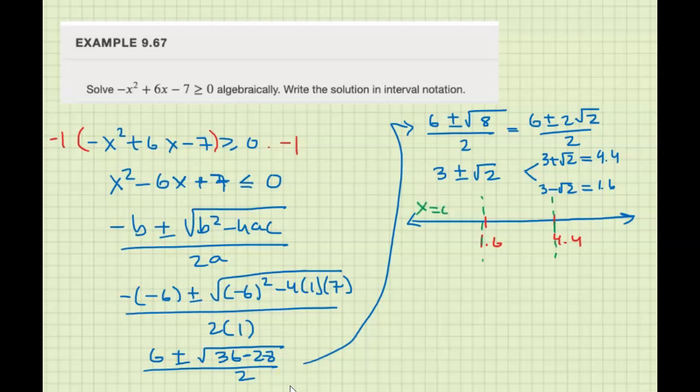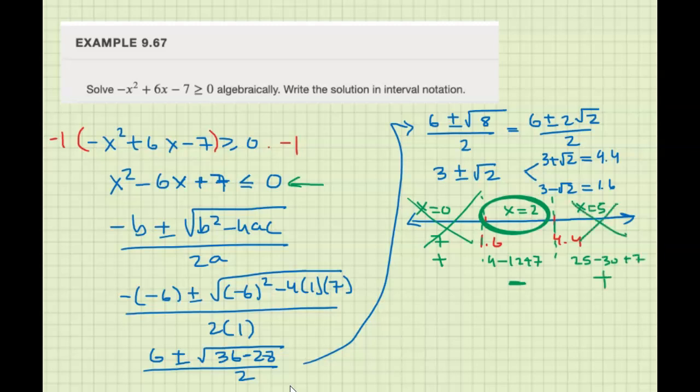I'm going to pick a value here, like x is 0, one here, x is 2, and one here, x is 5. Okay? I'm going to plug these numbers into here, and we need to figure out when the answers are negative. If I plug in x is 0, I get 7, which is positive. So that doesn't work. If I plug in x is 2, I get 4 minus 12 plus 7. This gives me -1. Okay, so this is good. If I plug in x is 5, I get 25 minus 30 plus 7, which is positive.